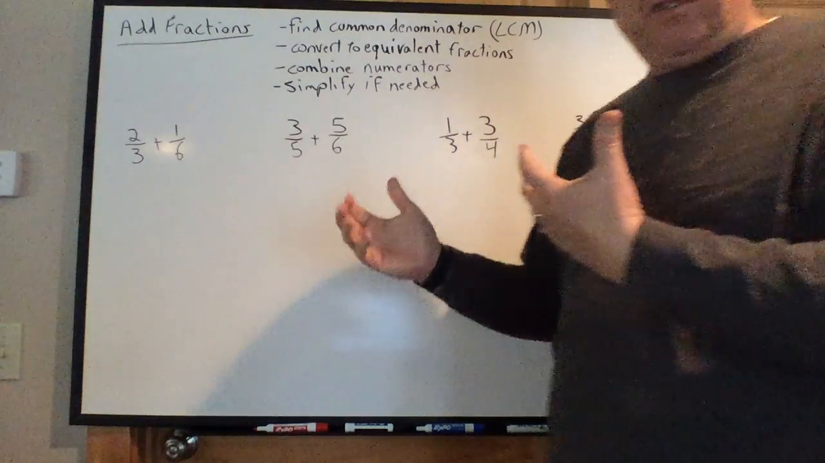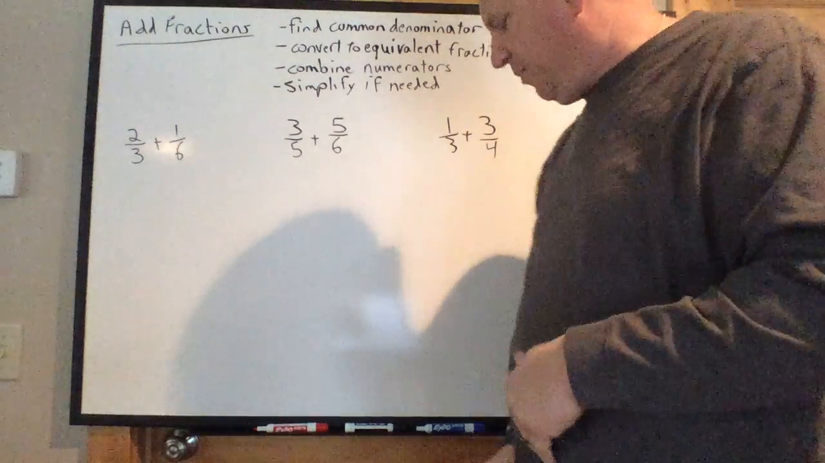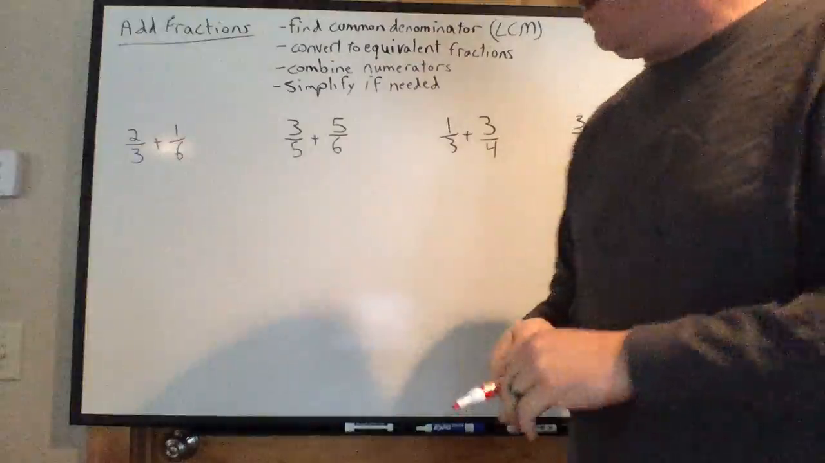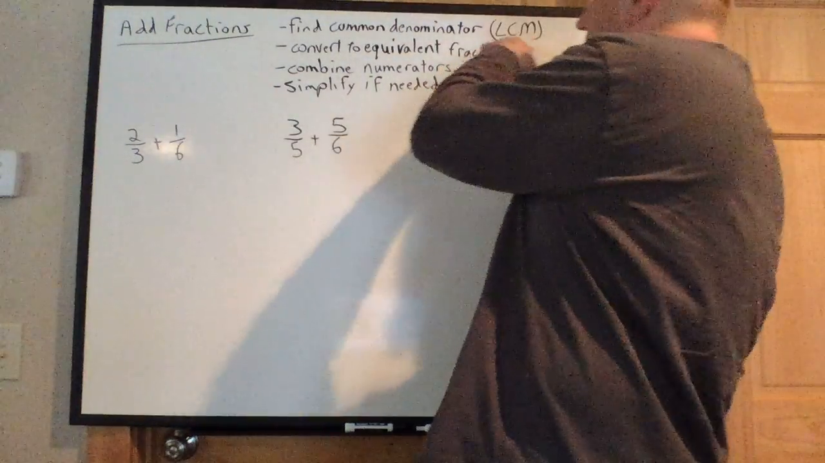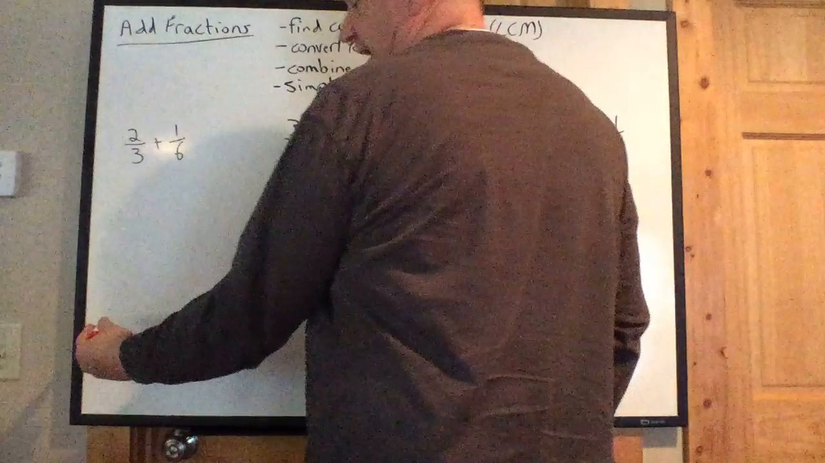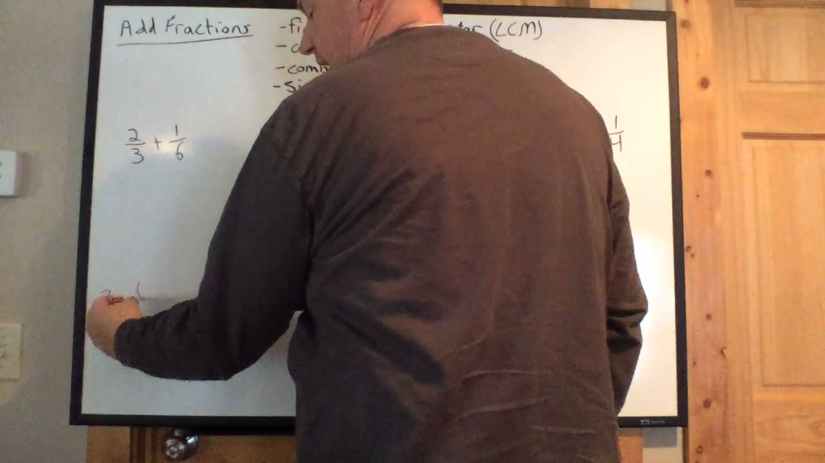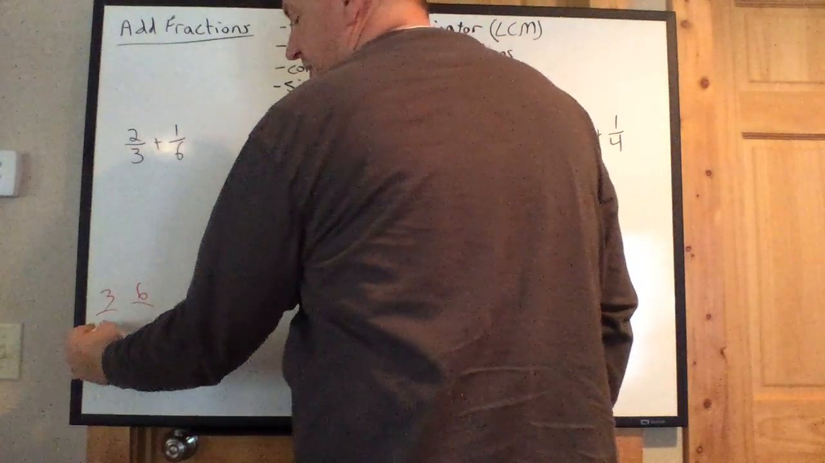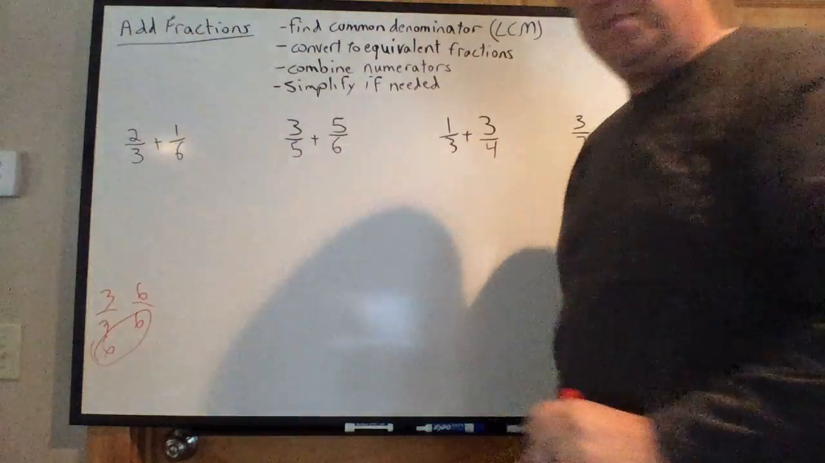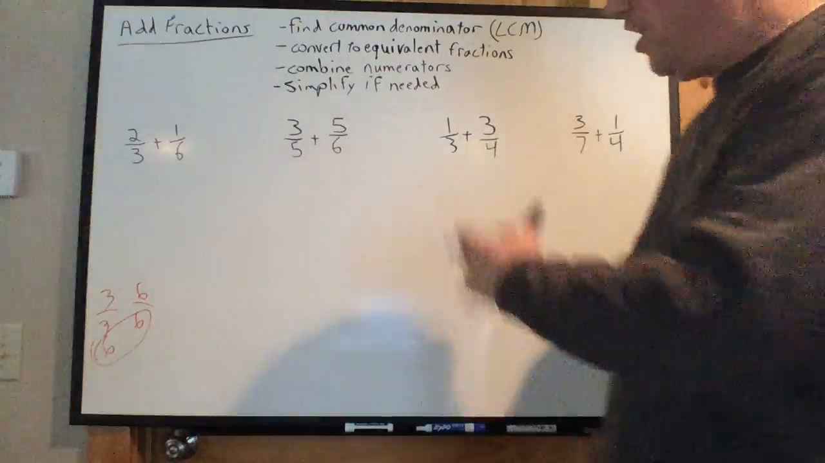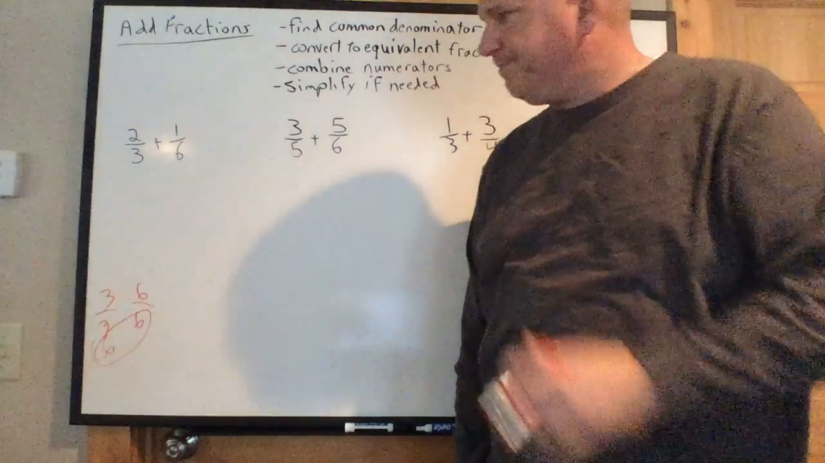So let's look at our first example, 2/3 plus 1/6. As I look at that, I'm looking for a least common multiple between 3 and 6. So my 3 and my 6, I list them out, 3, 6, 6. Okay, so we know that 6 is my common denominator. And I know that one was really easy. They'll get a little more difficult as we go.